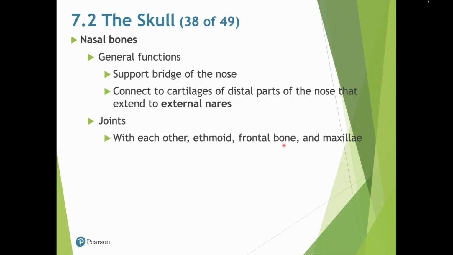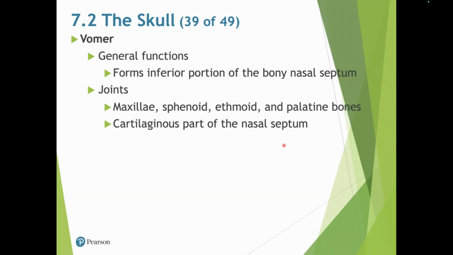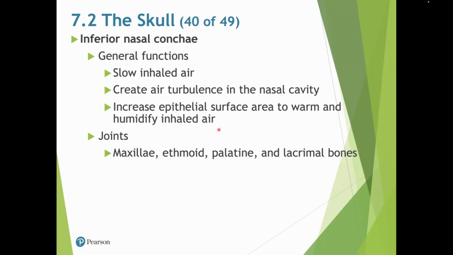That's it. That's all she wrote. Let's move on to the vomer. The vomer bone is going to form the inferior portion of the bony nasal septum, articulating with the maxillae, the sphenoid, the ethmoid, the palatine bones, and also cartilaginous parts of the nasal septum. We're going to get a picture of all of this here soon, I promise.